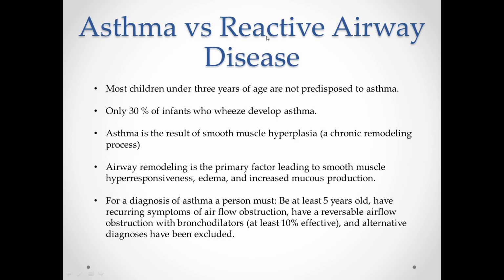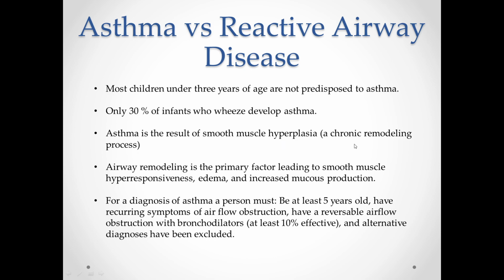So, asthma versus a reactive airway disease. I think this is an important component to understand. Most children under 3 years of age don't have asthma. In fact, only 30% of infants who wheeze develop asthma. So you have to remember that bronchoconstriction is a normal physiological response. It's when people have excessive bronchoconstrictive events, and we fail to deal with this reactive airway problem, that there's underlying smooth muscle cell hypertrophy and hyperplasia, resulting in more smooth muscle cell remodeling and an exaggerated bronchoconstriction phenotype.